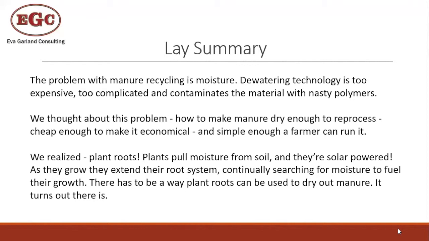So as you can see from this lay summary, it hits upon all of the aspects that I talked about before. It states the problem, it states the solution and the value proposition, but it does so in a way that doesn't require a deep technical background.